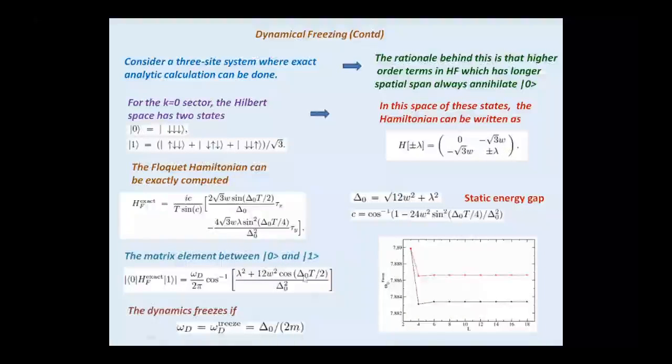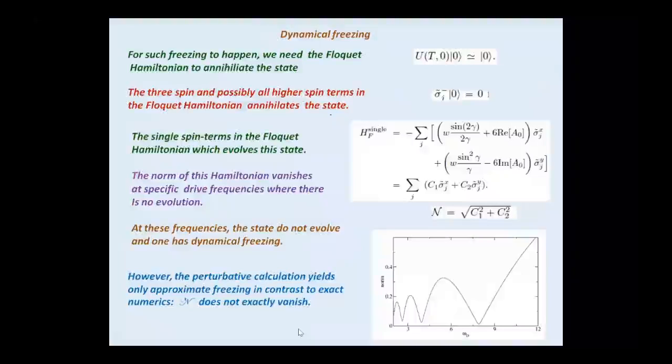So this essentially means that when this is there, there is no matrix element between 0 and 1, which means that in this space, if you start from 0, you are going to stay at 0. And this is the dynamic freezing. This also tells you that if you have a dynamic freezing frequency of, let's say, 8, which corresponds to m equal to 1, you are going to have one at 4. And this is verified in exact numerics.